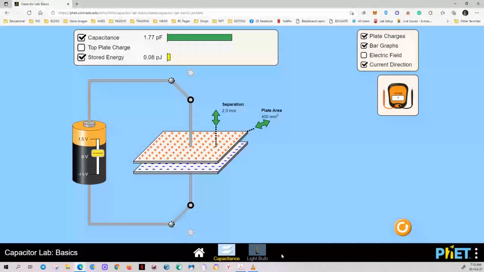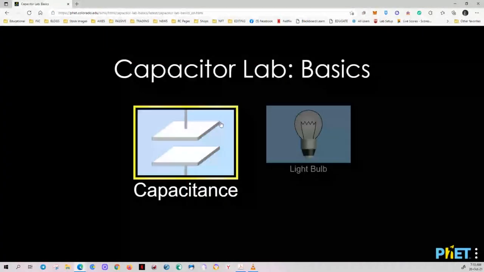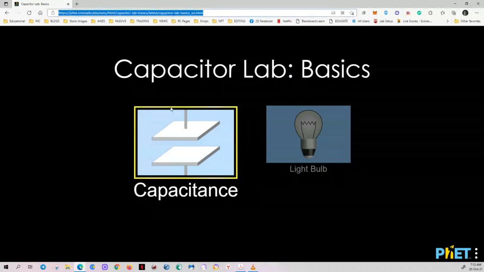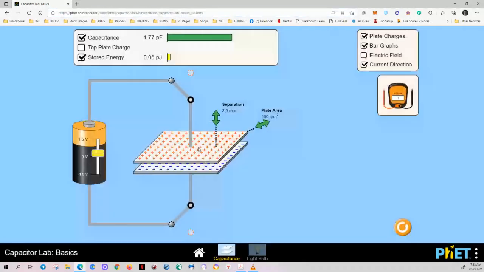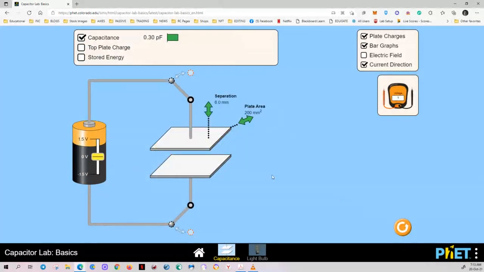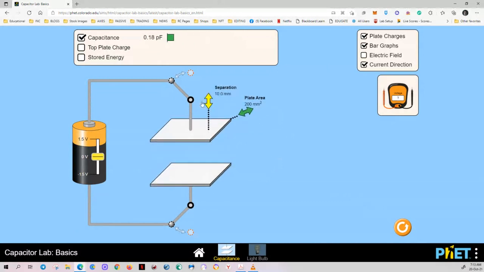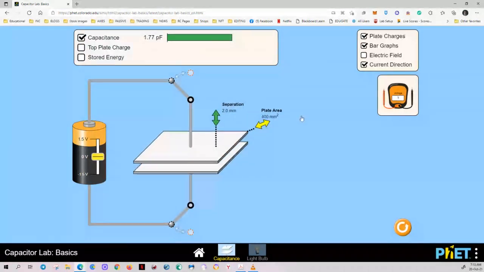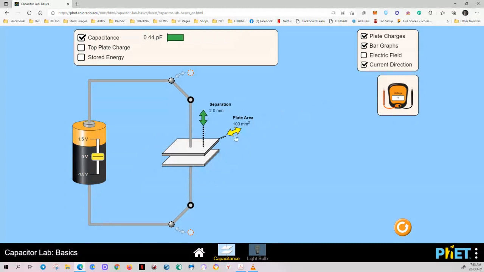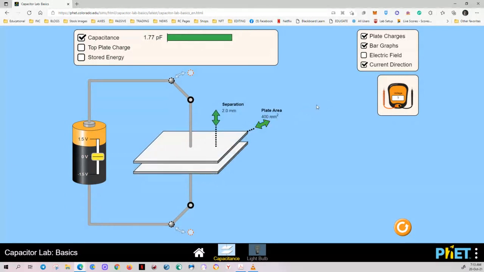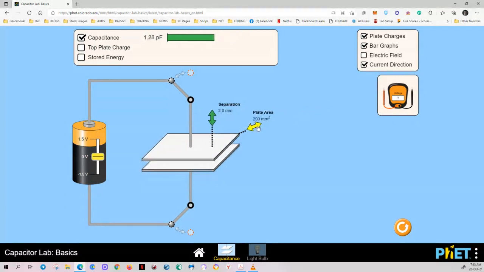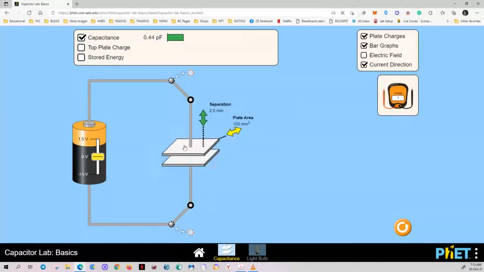When I give you the copy of the simulation, I will put the link in the chat. You will open capacitance, and from here you can adjust the distance between the plates and the area of the plate. It's up to you to choose your own area, but the separation distance, you will follow the table.